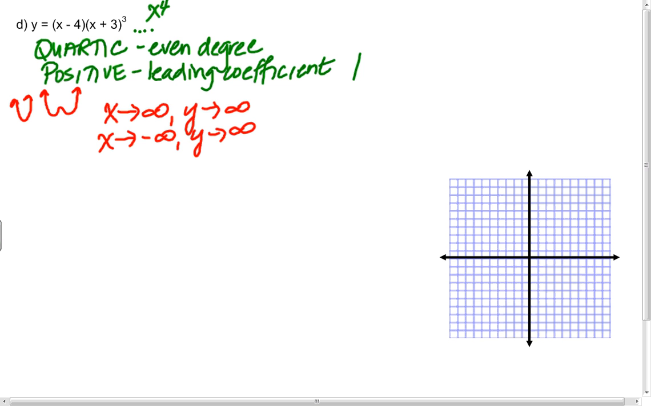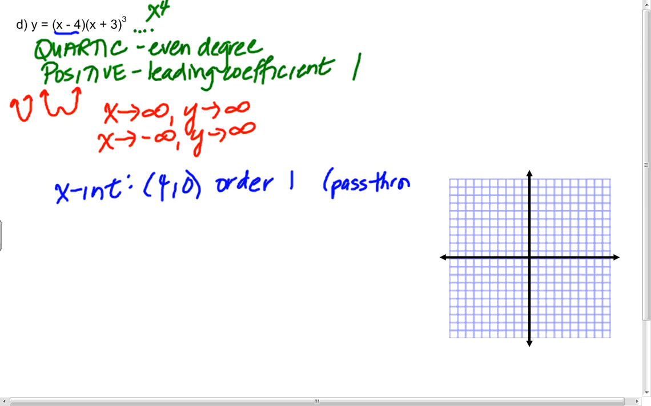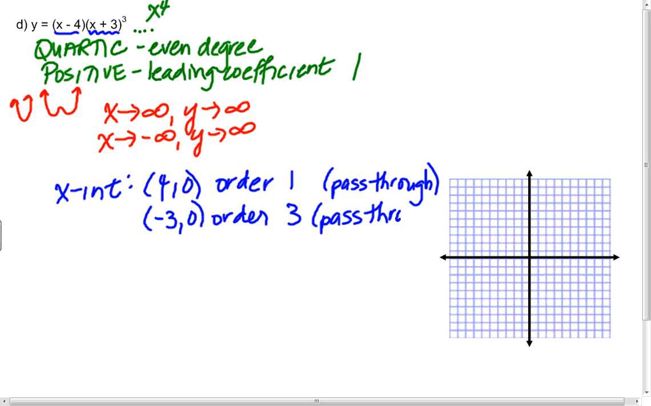I have two x-intercepts. The first one comes from that bracket, and it's 4. Order invisible 1. That means it's going to pass through that x-intercept. The other x-intercept comes from this bracket. Factor would be -3. Order 3. It will also pass through that x-intercept.